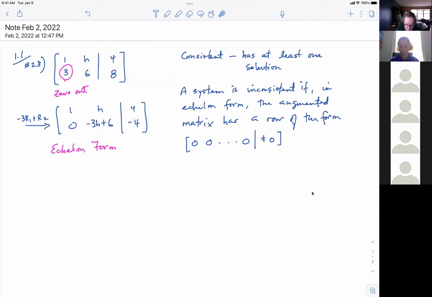We just want to go back to this. The problem asks what values of h will make the system consistent. So we want to look at values of h that don't give us this sort of thing. So when you think about that, what do you see? Any thoughts?